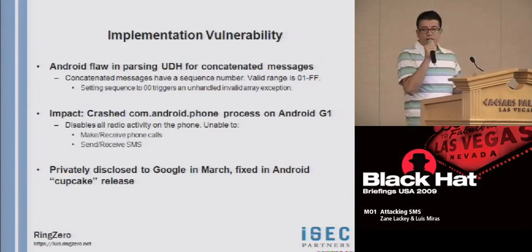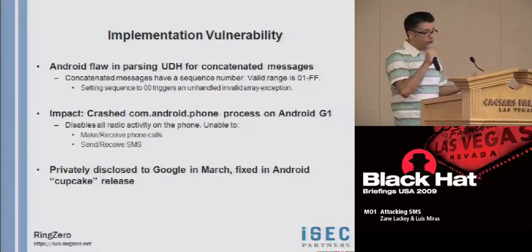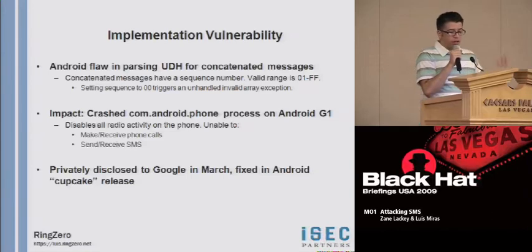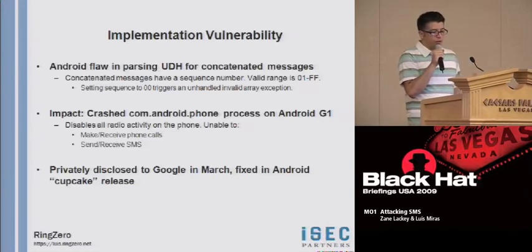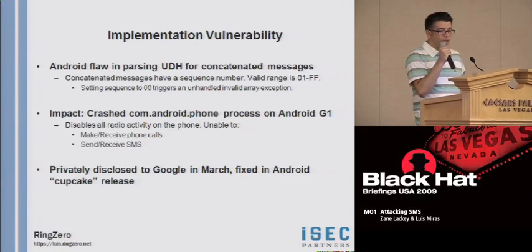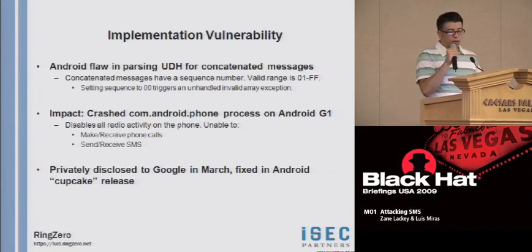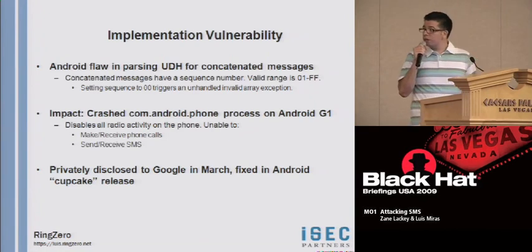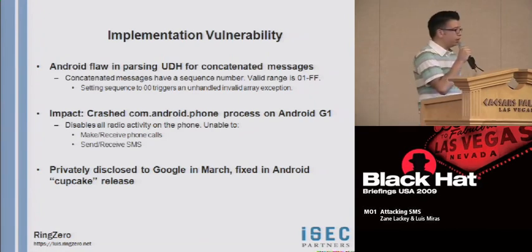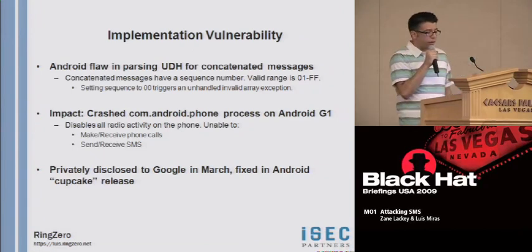So the valid sequence numbers go from 1 to FF. So we sent something with a sequence number of 0, and it crashed the phone process. So this would temporarily not allow you to make or receive phone calls or send or receive SMS. But the process restarts fairly quickly, and it doesn't have a big user impact. We sent this off to Google, and it was fixed in Cupcake.